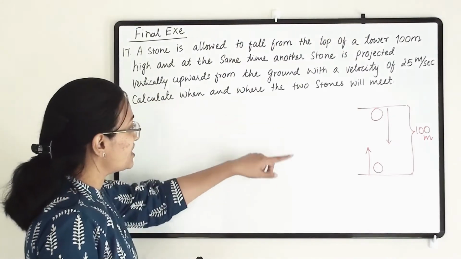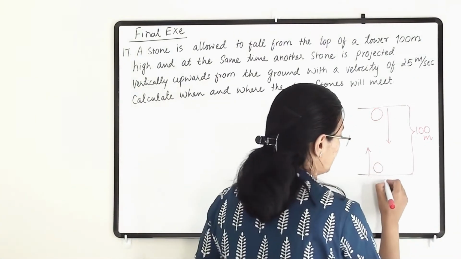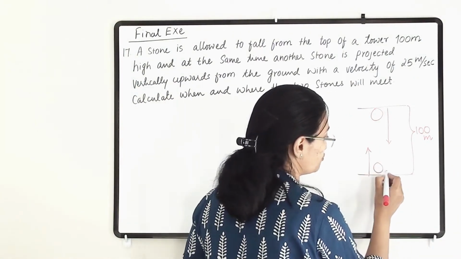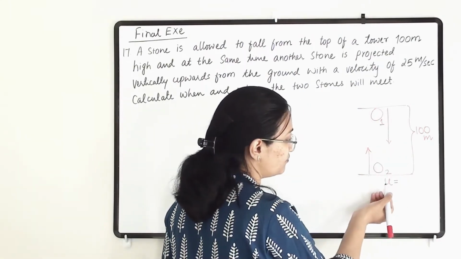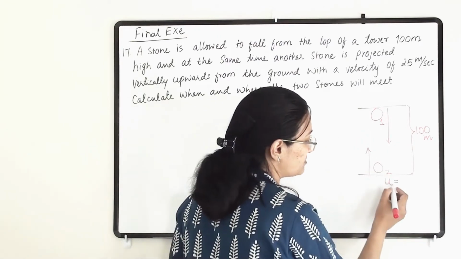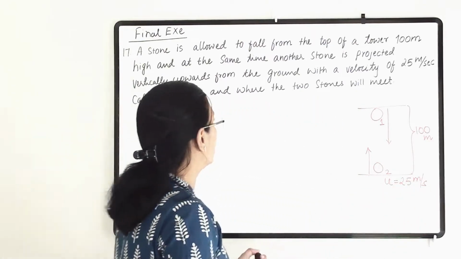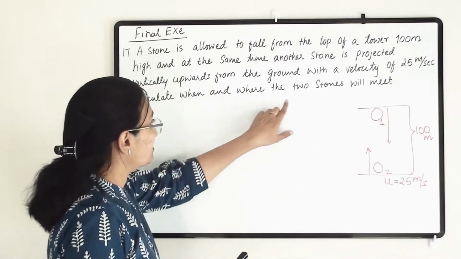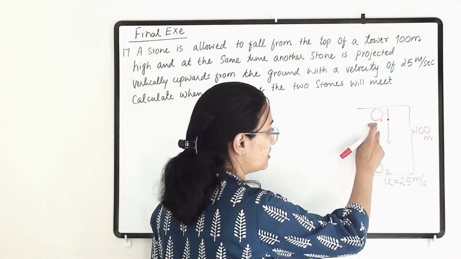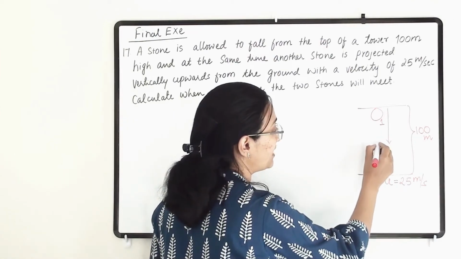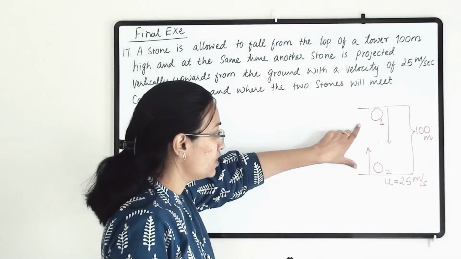And the stone which we are throwing upward from the ground with a velocity of 25 meter per second. So here is the initial velocity of stone 2. This is stone 1 which is falling to the ground, and this is the one which we are throwing upward. Its initial velocity is 25 meter per second. Now calculate when and where the two stones will meet. So when we are throwing both of the stones in opposite directions, where will they collide with each other, at what point, at what distance, at what time, that we have to find out here.